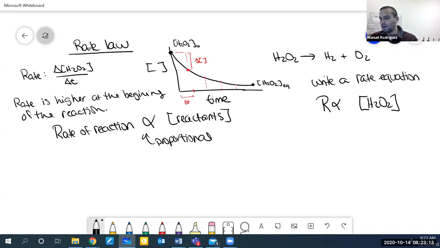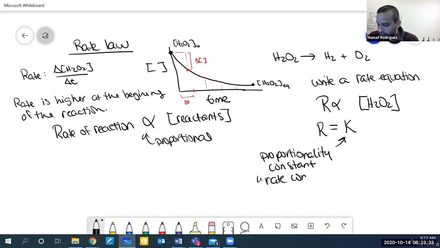To make this equation equal, we multiply by a proportionality constant, which is what we call the rate constant. Okay. So that's where K actually comes from, to be able to make this the same. Good. And for some reason in chemistry, every time you have a constant, we call it K. So this is the beginning of the rate law.